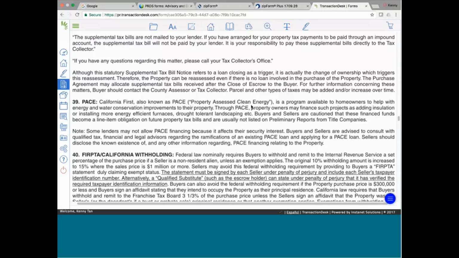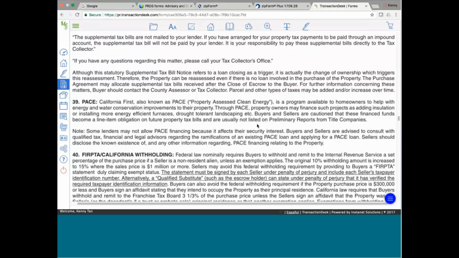it says here actually, through PACE, property owners may finance such projects as adding insulation or installing more energy efficient furnaces, drought-tolerant landscaping, etc. Buyers and sellers are cautioned that these finance bonds become a line item obligation on future property tax bills. So something for your buyer to be aware of if there are any PACE liens.